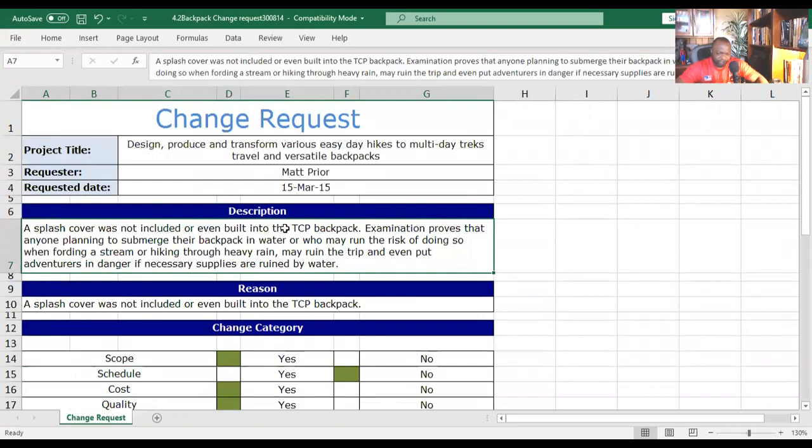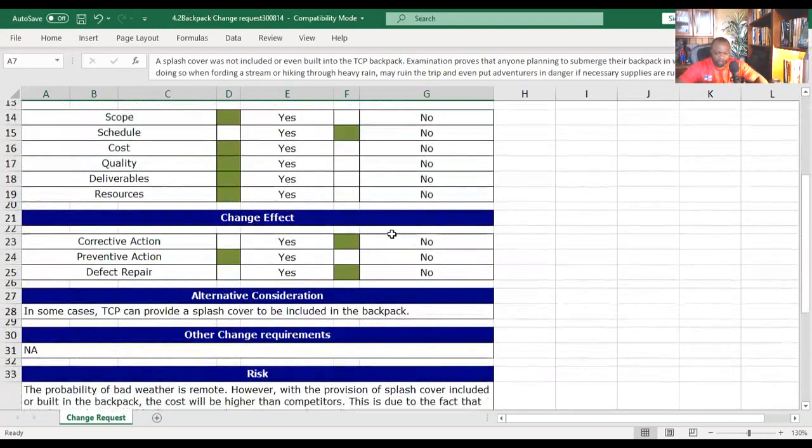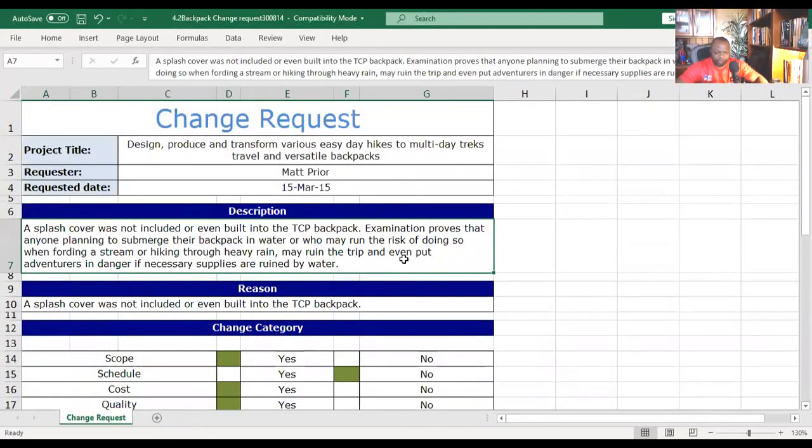Bear in mind that this change request should also be logged. There could also be a change request ID on the form, and this could be logged in a database. It could be logged as part of a change log. And as part of that change log, you want to make sure that every change request and its ultimate disposition is logged. And that's pretty much it for the change request form.